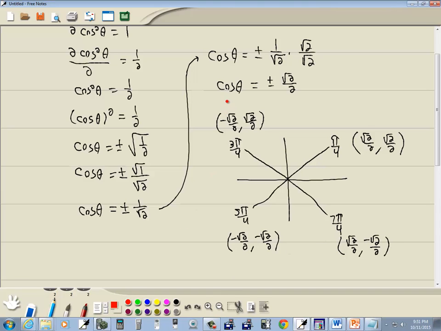Now remember, our cosine is our x, so we're looking where x is equal to either a positive or negative square root of 2 over 2. Here's a positive, here's a negative, and here's a positive. So all of those would be our answers. So theta is equal to pi over 4, 3 pi over 4, 5 pi over 4, and 7 pi over 4. And those are our 4 answers.